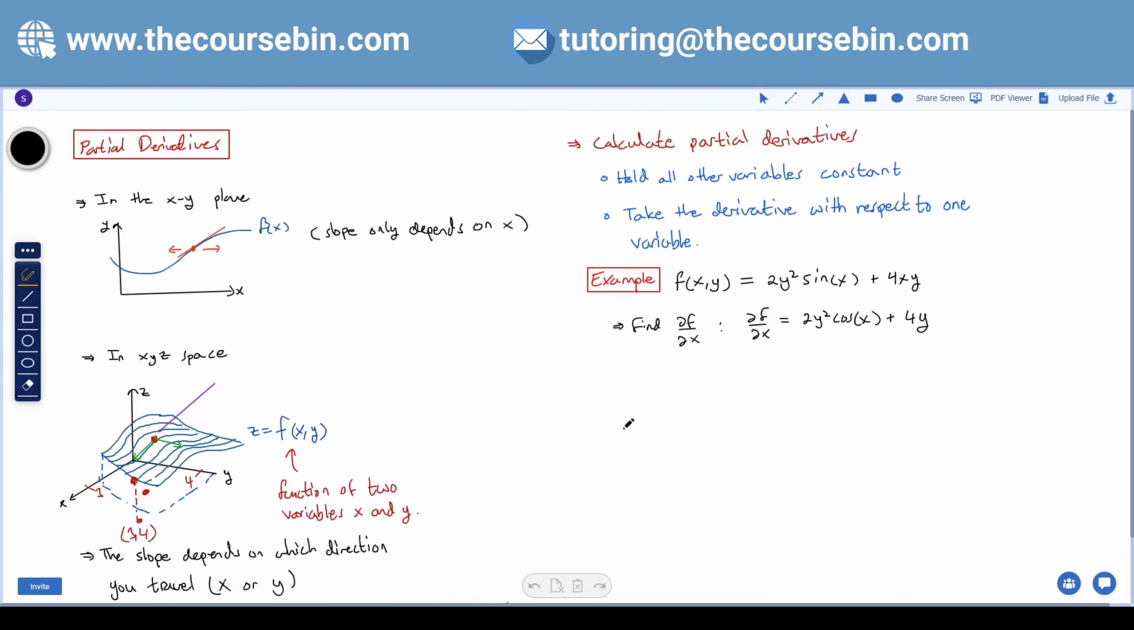So the same rules apply. Same chain rules and quotient rules, all that stuff applies. The only thing that's different is you keep in mind what's your variable and what's your constant. So say we're finding df dy. With df dy, we hold our x's to be constant, and we differentiate with respect to y. So in our case, the sine is a constant, so this will be 4y sine of x plus 4x.